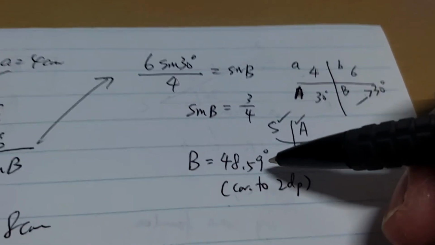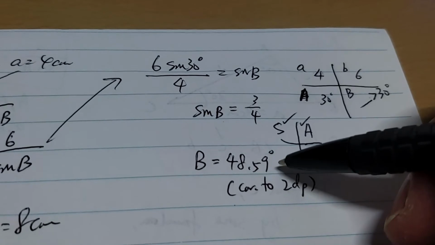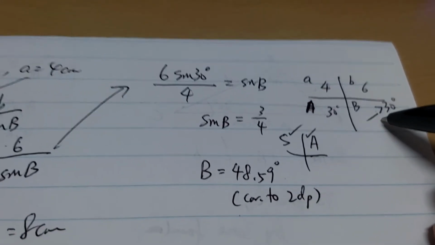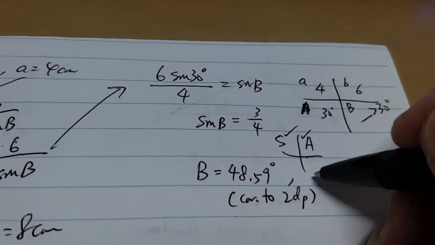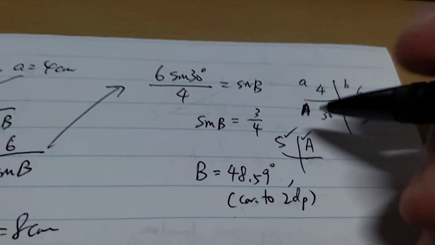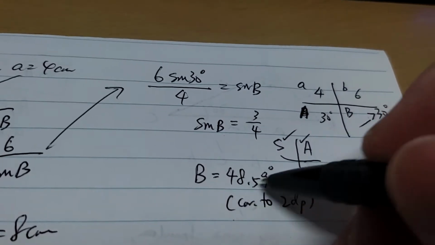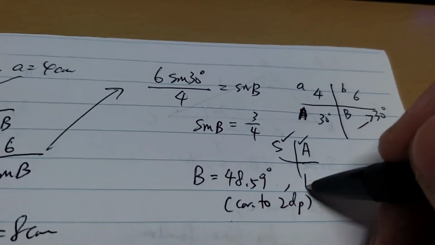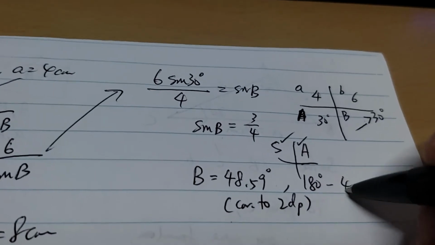This one, do we accept it? Do we accept? Yes, because it is greater than 30 degrees. How about the next one? For the alpha, the reference angle is this. This one must be 180 degrees minus alpha.